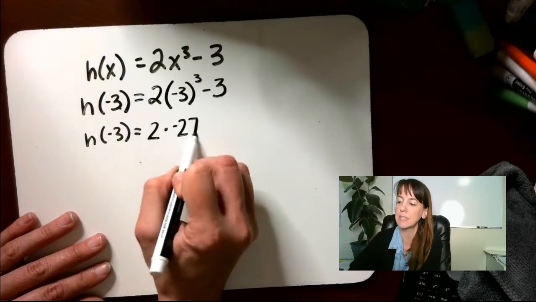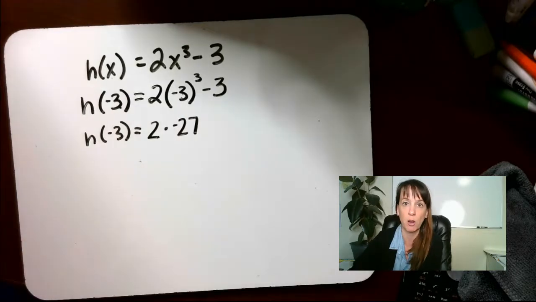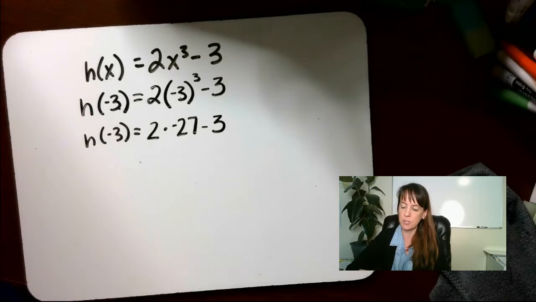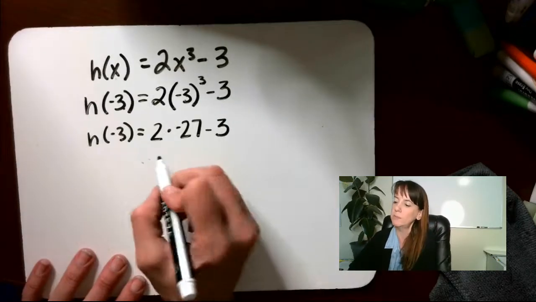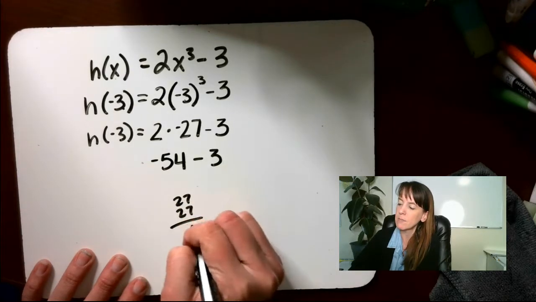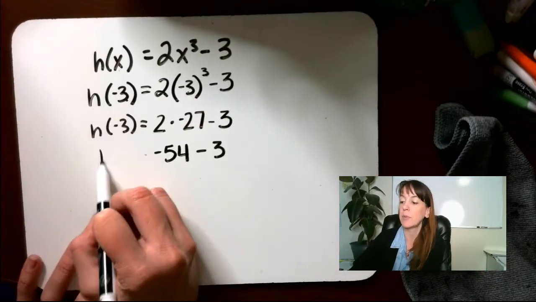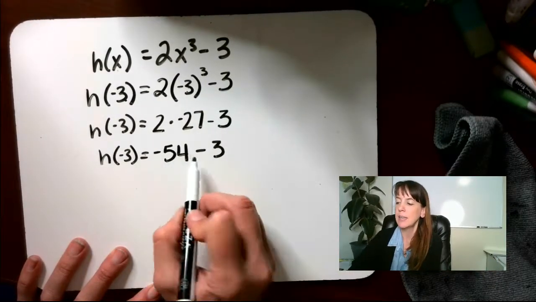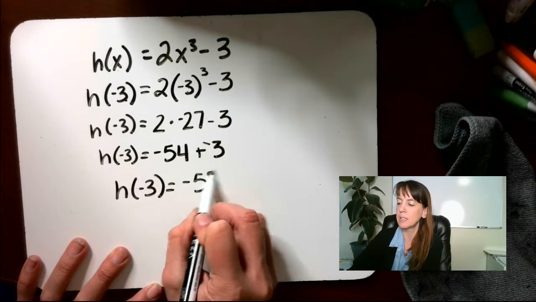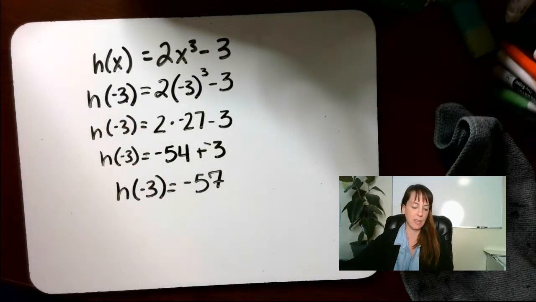2 times negative 27. Do not do 2 times negative 3, that's negative 6 to the third power. That's wrong, but I see that happen all the time. All right, so negative 27 times 2 is negative 54, minus 3. We bring this down, h of negative 3 equals this. Add the opposite, we get h of negative 3 equals negative 57. So anyway, this is just a fancy way of saying y, but it's a way of plugging things in.